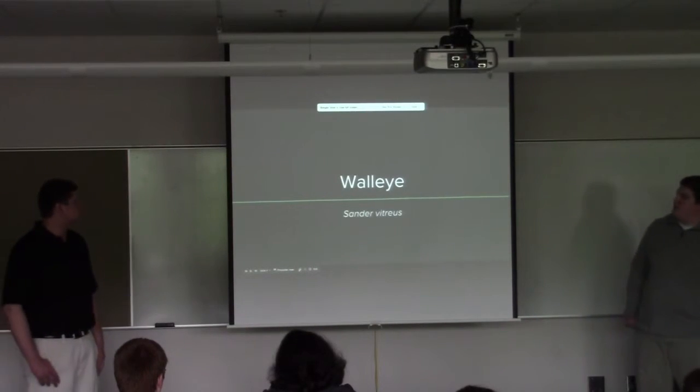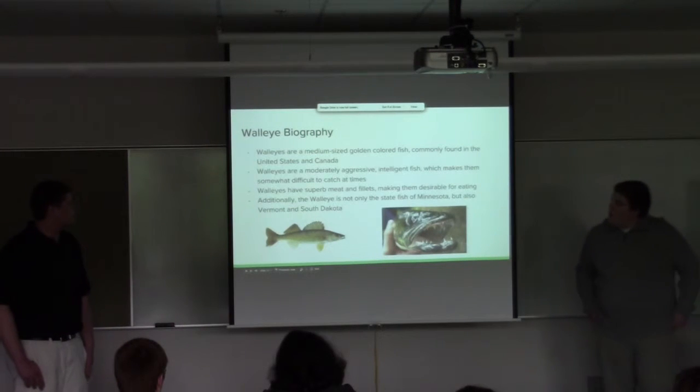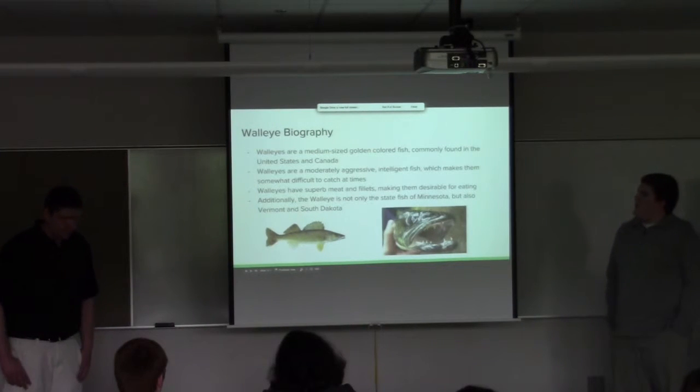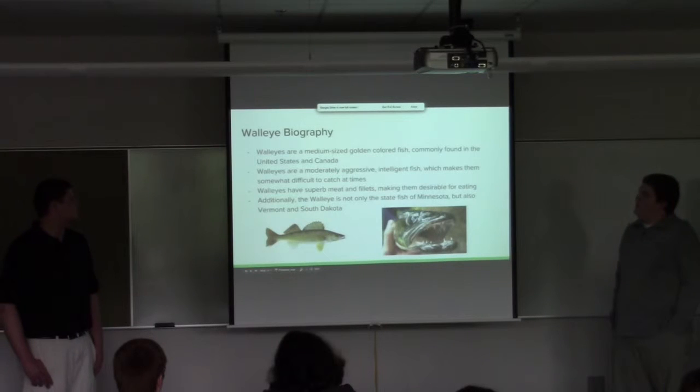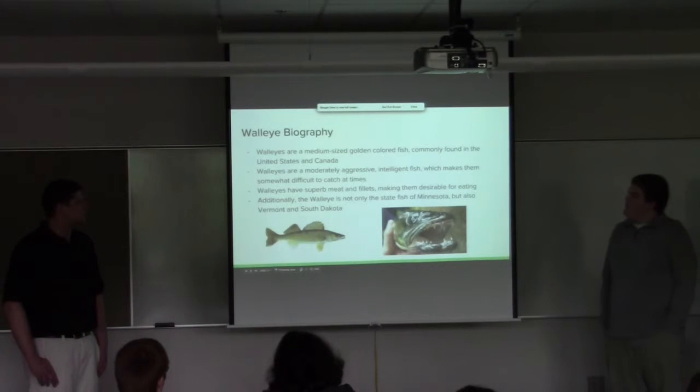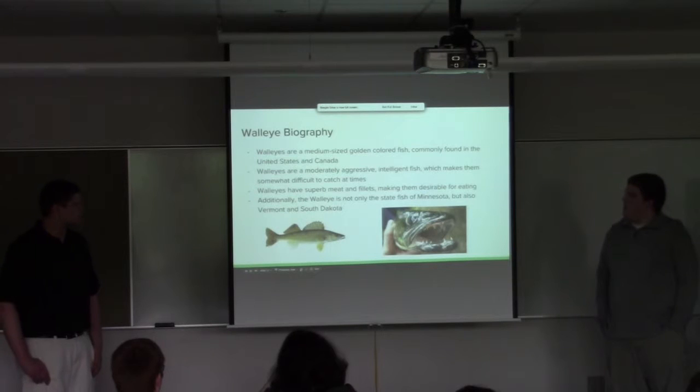So the first species we studied was walleye. A little bit about them is they are medium-sized golden-colored fish commonly found in the United States and Canada. Walleyes are moderately aggressive and intelligent, which makes them somewhat difficult to catch. Walleyes have superb meat fillets, making them desirable for eating. Additionally, the walleye is not only the state fish in Minnesota, but also Vermont and South Dakota.